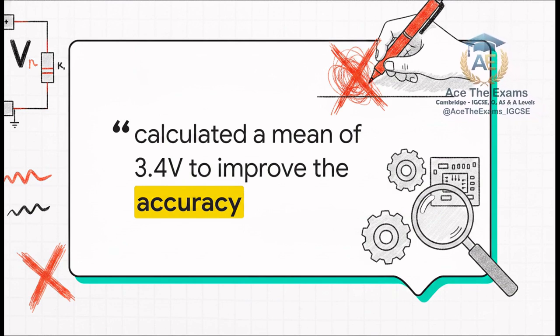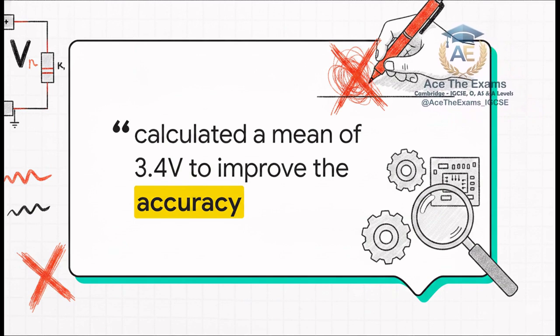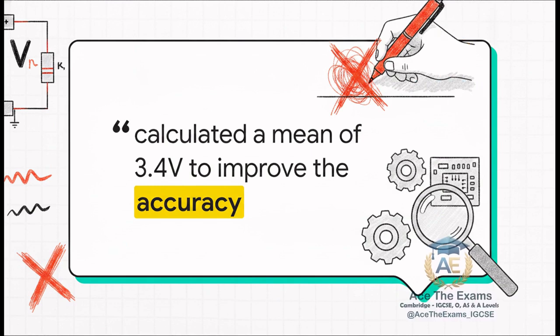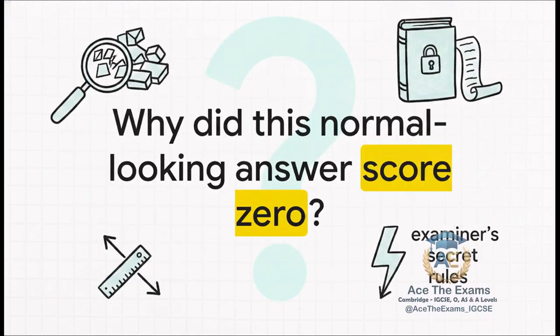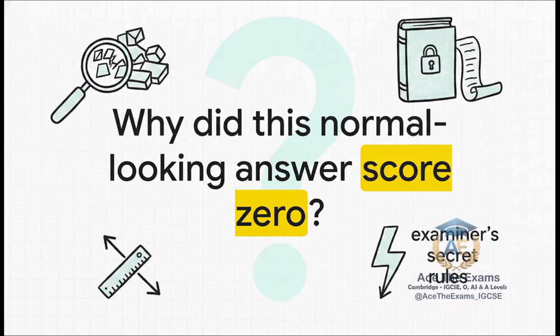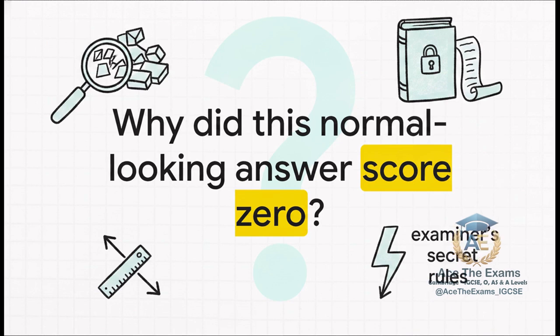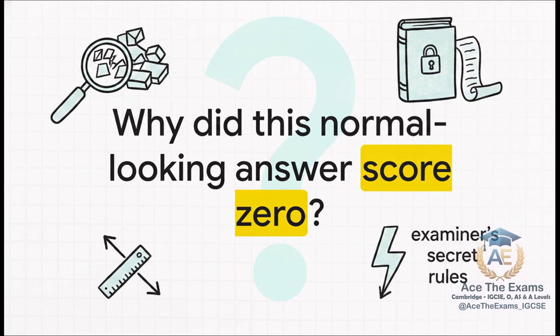the experiment. Now, on paper, to an untrained eye, taking an average sounds like great science, right? But the examiner's red pen strikes us out completely. Bam! 0 marks. So why in the world did this completely normal-looking answer score an absolute 0? It actually comes down to two fatal flaws. First, they fundamentally misunderstood their dataset, and second, they used a physics keyword completely incorrectly.